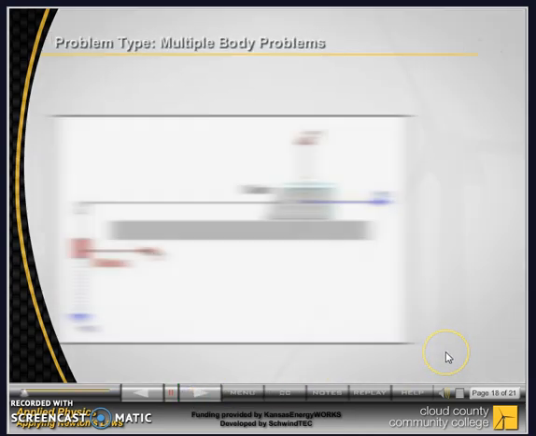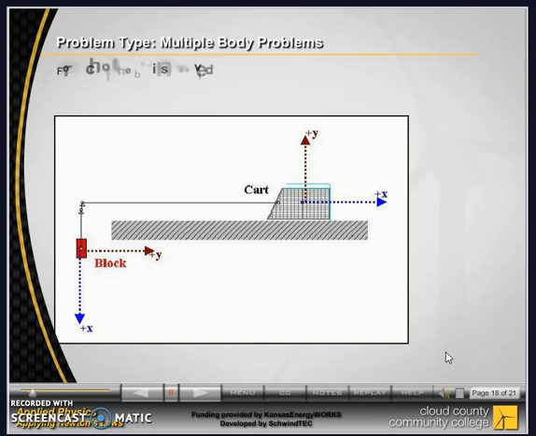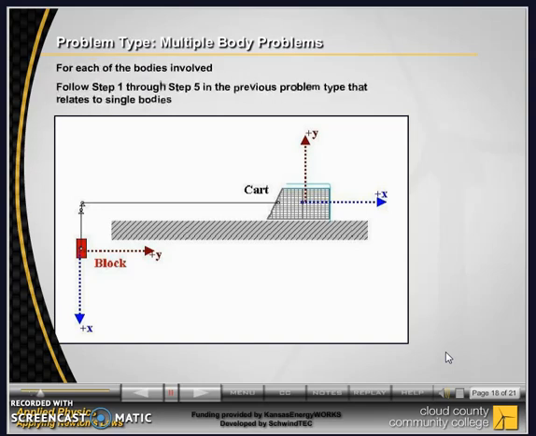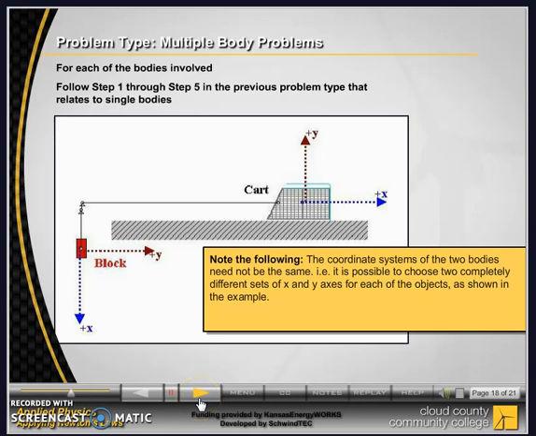Let's look at multiple body problems. For each of the bodies involved, follow step 1 through step 5 in the previous problem type that relates to single bodies. Note the following. The coordinate systems of the two bodies need not be the same, i.e., it is possible to choose two completely different sets of x and y axes for each of the objects, as shown in the example.